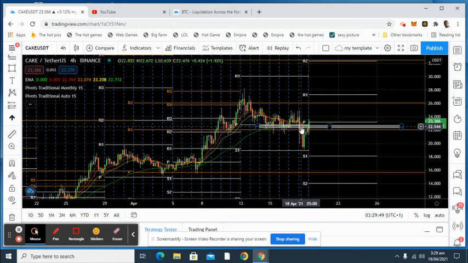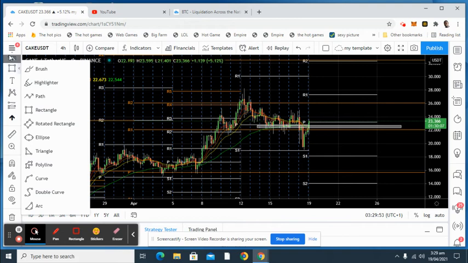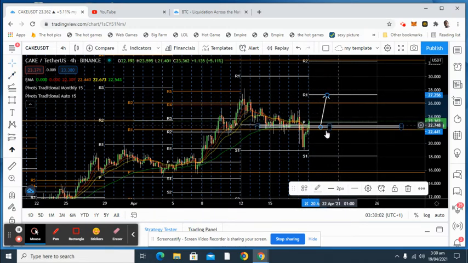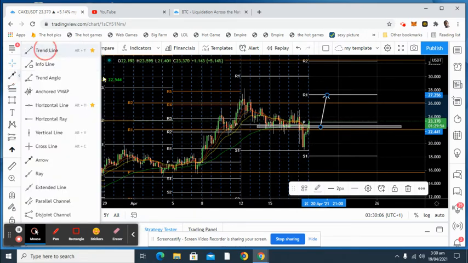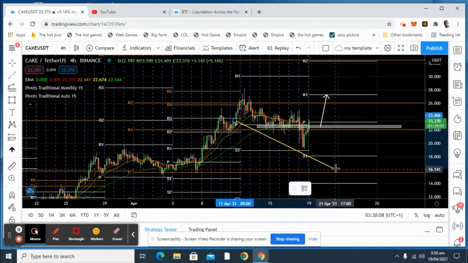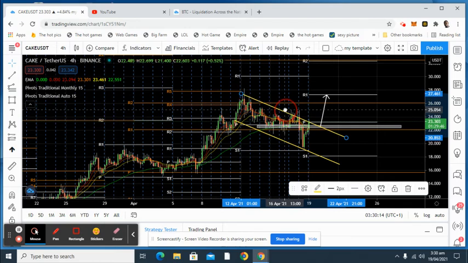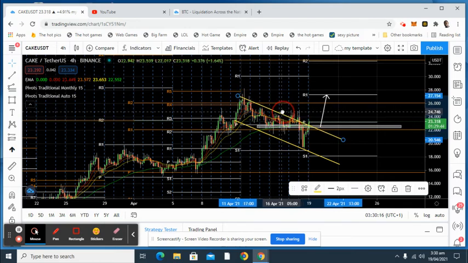So if it breaks this pivot point for the week, our first target is R1 of the week, just this 27. So we're expecting this if it will break this pivot point. But I want to still consider the scenario where it comes down. We are within this channel. You can see what is happening. It's trying to break this.